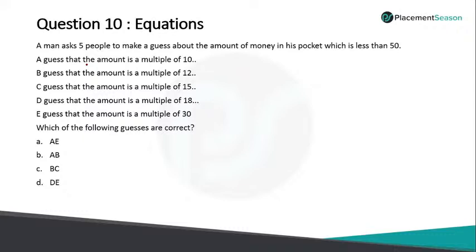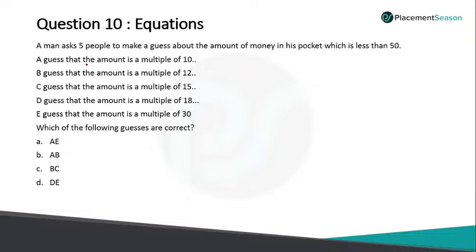Then next option A, B. Again, A we know is a multiple of 10. B is saying it's a multiple of 12. So the first multiple common to 10 and 12, the least multiple, is nothing but the LCM. LCM of 10 and 12 is nothing but 60, which is exceeding our 50, right? So B is not possible.